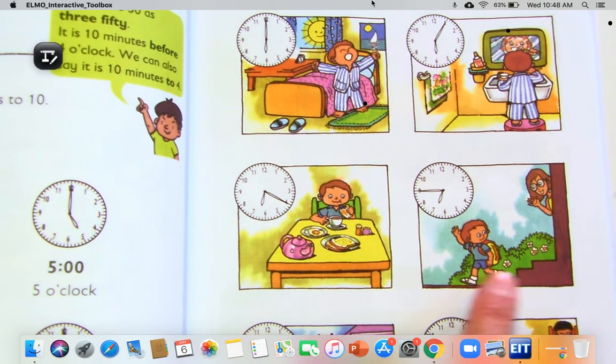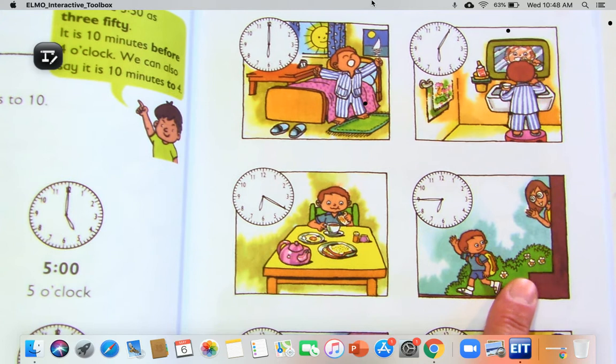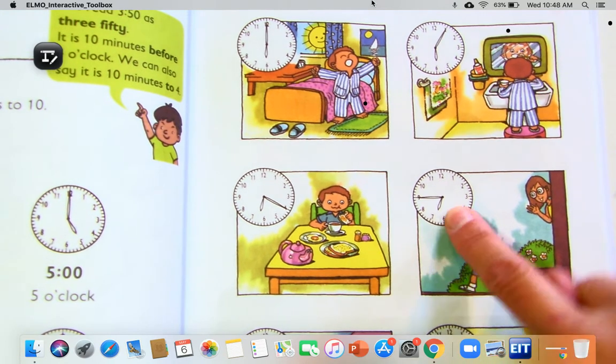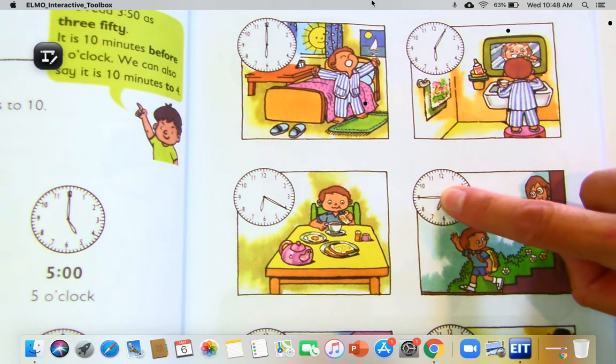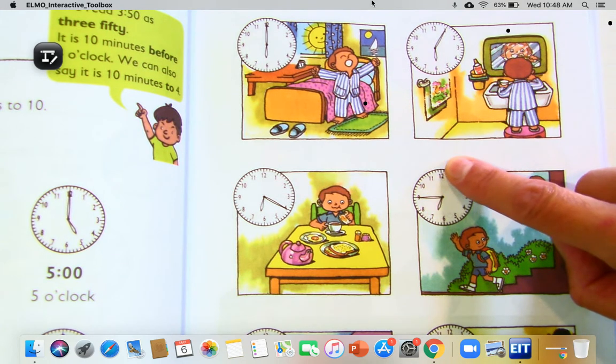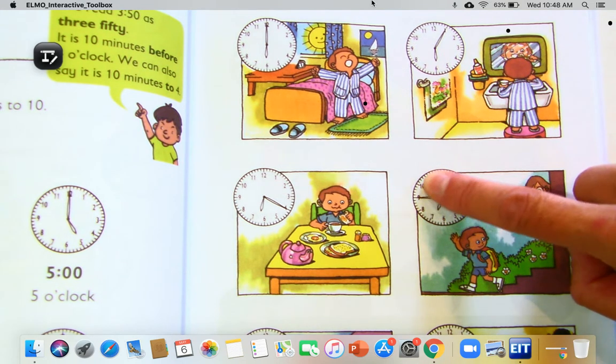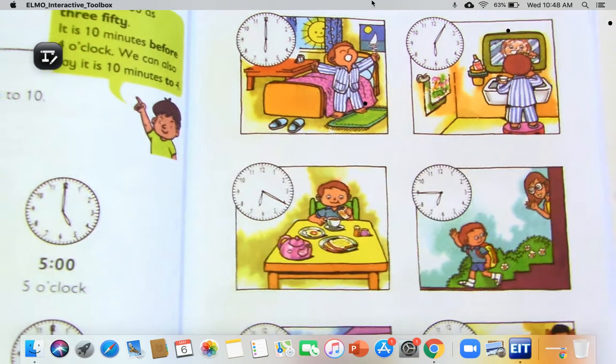Let's see, we've got 6, and it is 6:20, 20 minutes past 6. He's leaving the house. Bye, Mom. Have a great day. It looks like it's between the 6 and the 7, so it's still in the 6 o'clock hour, and it's pointing to the 9, that means it's 6:45. In 15 minutes, it will be 7 o'clock. It is a quarter to 7.